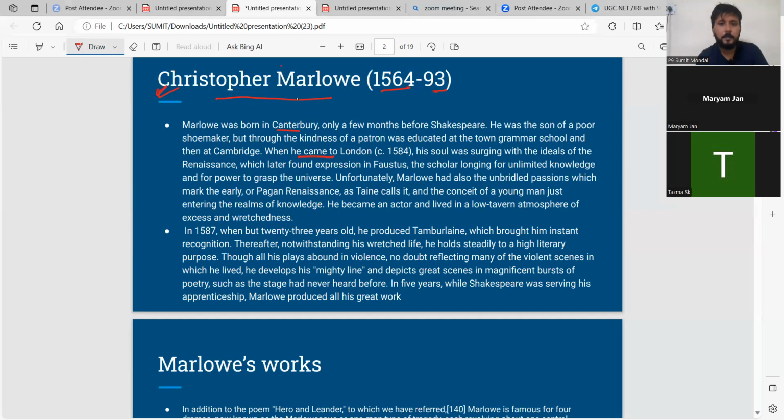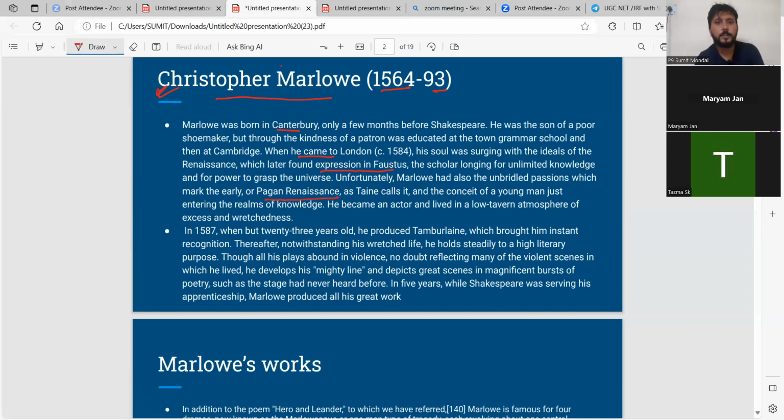Okay, but he came to London, and somehow tried to find interest in Faust, who was a legendary character. Later, Marlowe wrote a very important piece about Faust. Faust is a legendary character about the absolute expression, absolute knowledge. He is the first one to write a drama on Faust. Very important information though. And he had a passion for the pagan Renaissance, that is the ancient Greek Renaissance.